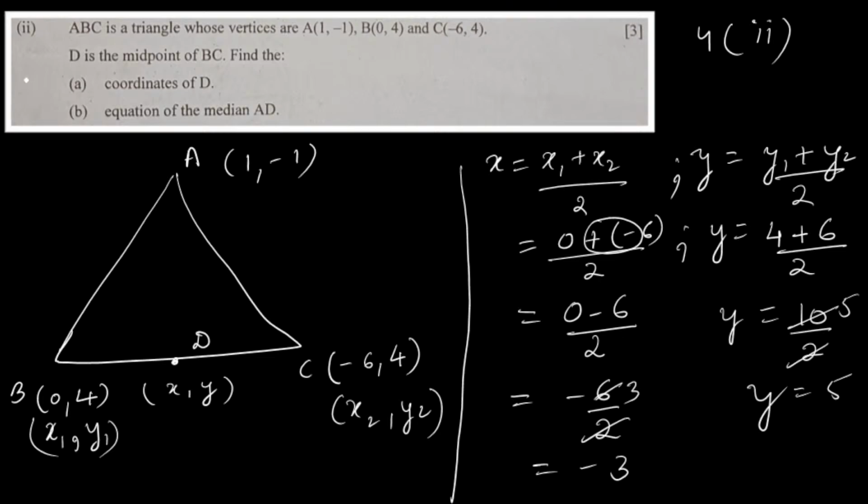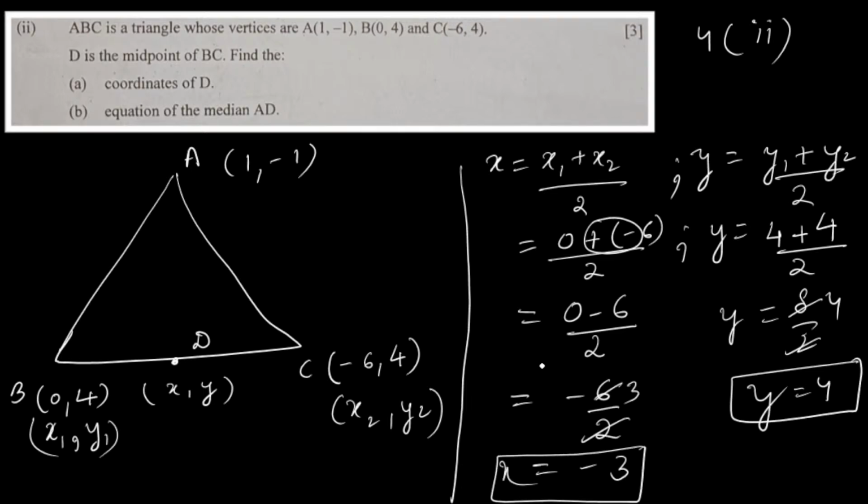Okay, it is not 6, it is 4. 4 plus 4. Y2 is also 4. So 8 by 2 is equal to 4. Y is 4. X is equal to minus 3. So we have found the coordinates of D: minus 3 comma 4.